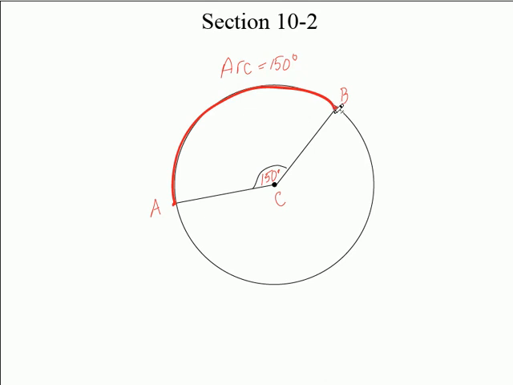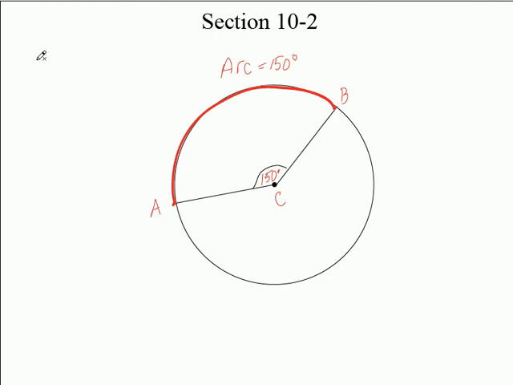Now watch, what if I went all the way around? What if I went from B all the way around to B? How many degrees would that be? That'd be 360. So this is just a portion of the distance around the circle. You with me on that? Yeah. Okay, but we do measure it in degrees. So that's an arc, and it's 150 degrees.